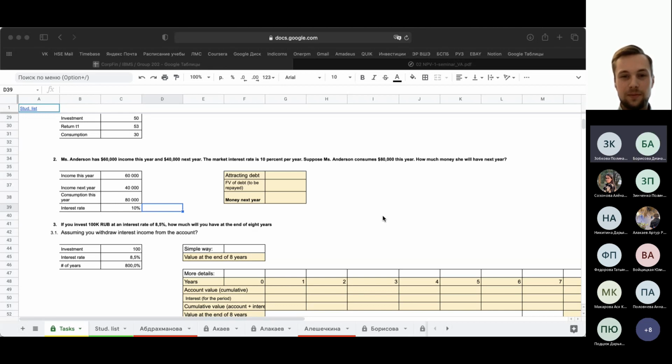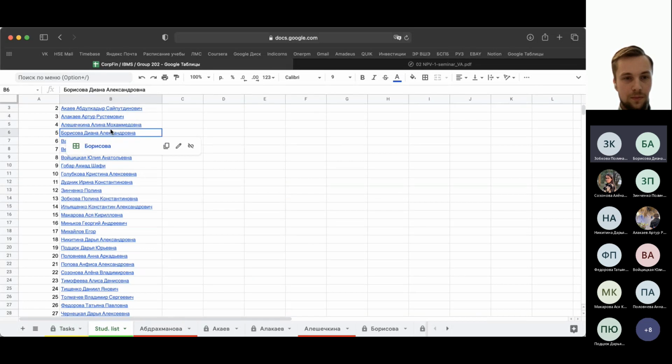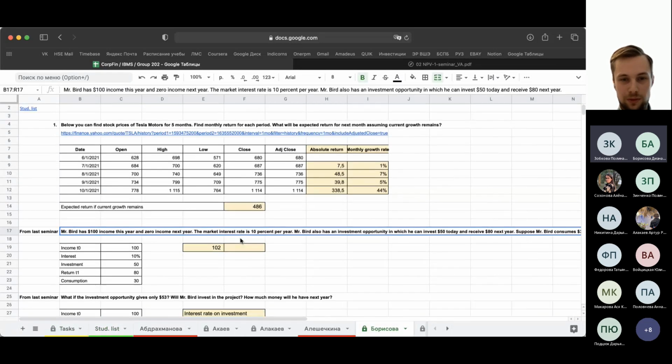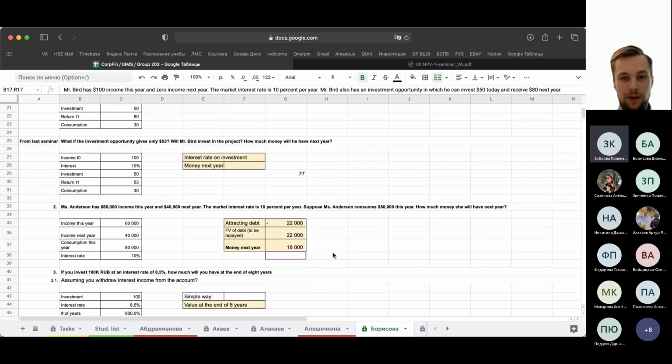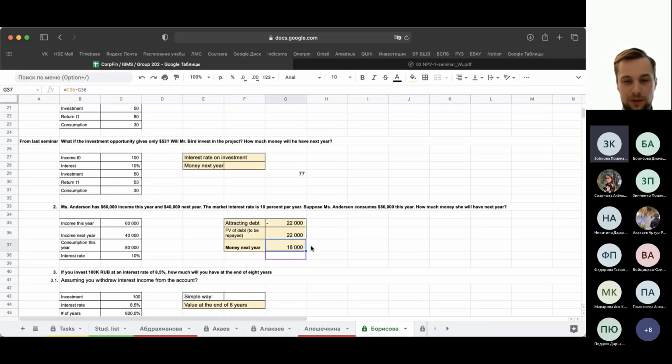Okay, attracting debt is minus 22,000. So the future value should be equal to this value, but with a minus sign. So 22,000 in money next year is for income for the next year 40,000 minus 22,000, 18,000. Well, let me show you your tab. Yes, actually, this is correct.